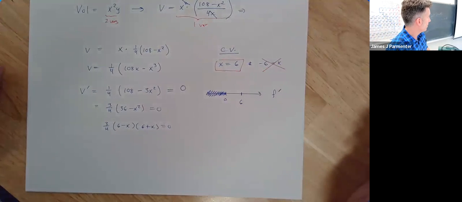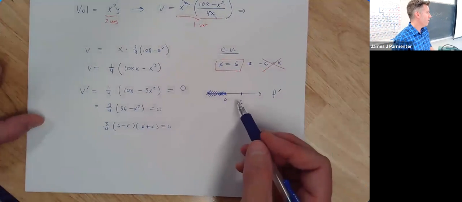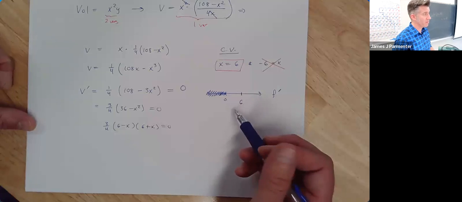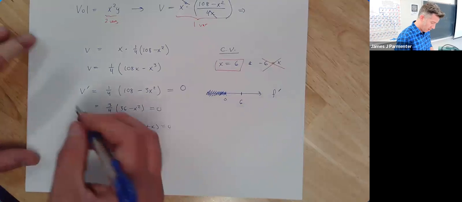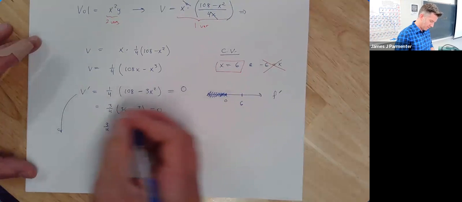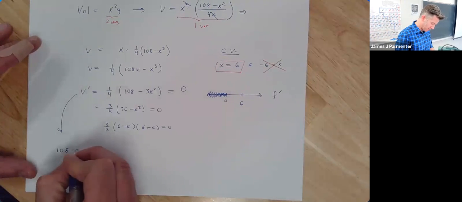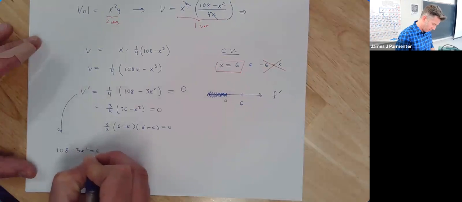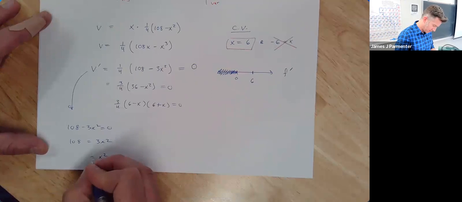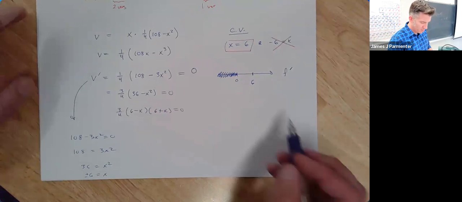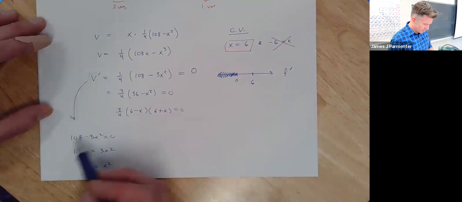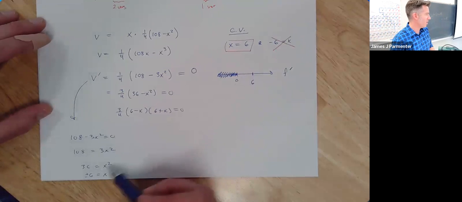By the way, this idea here of testing to see if it's actually maximum or minimum is why I factored like this. I could have solved this a different way, right? We could have said multiply both sides by 4, 108 minus 3x squared equals 0, 108 equals 3x squared, x squared equals 36, x equals plus or minus 6. You could have solved it that way, but then when you're testing points here, you don't know what the derivative is based on having solved it this way.